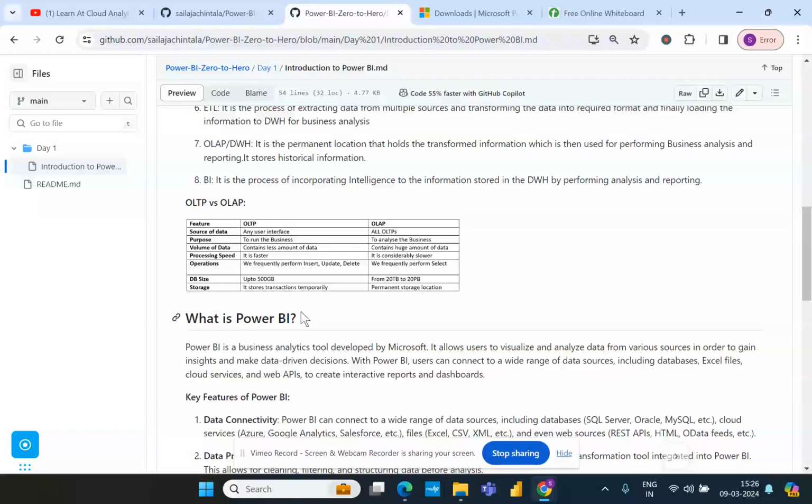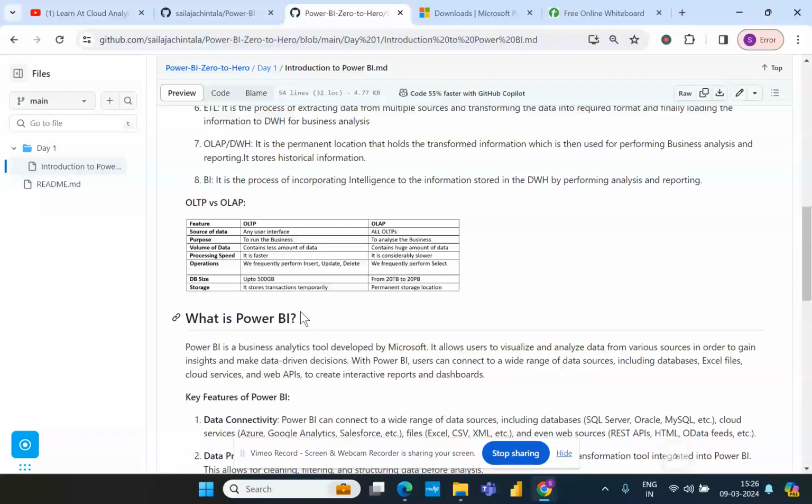Now what is the processing speed? Processing speed is directly proportional to the volume of data. Since OLTP has very little volume of data, and processing speed is nothing but how quickly that system performs, it is quite fast in OLTP. It is a little slower in OLAP, because it has to read through the whole data within the data warehouse and present us with the required output. Therefore the volume is high and the processing speed is also a little slower.